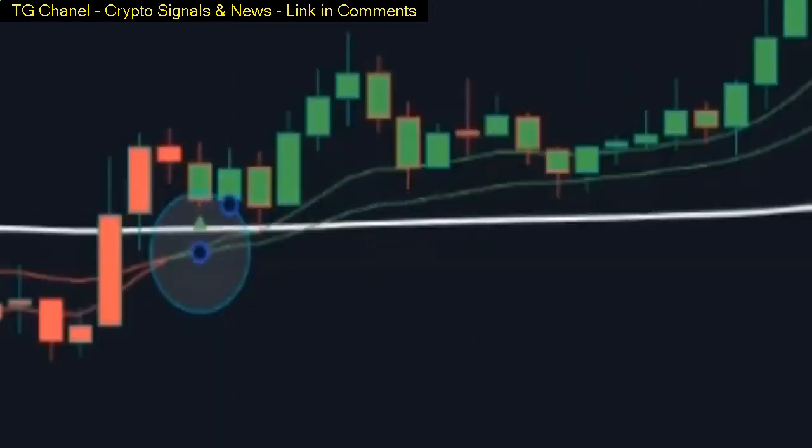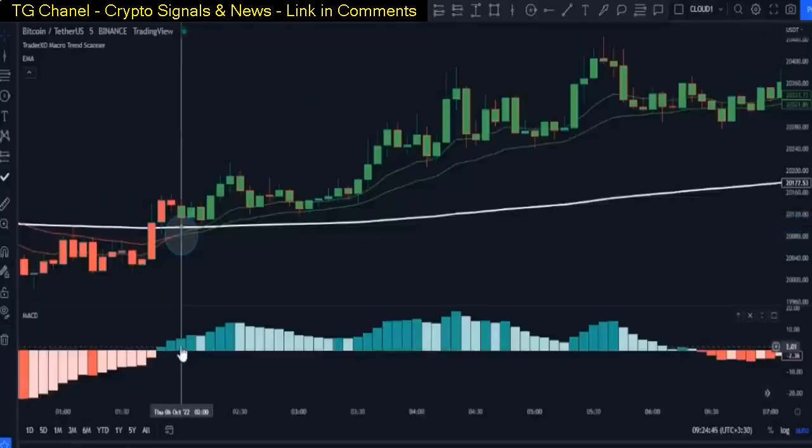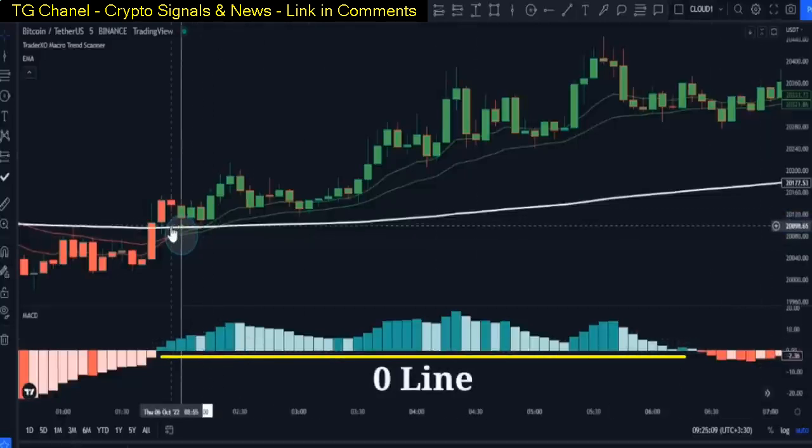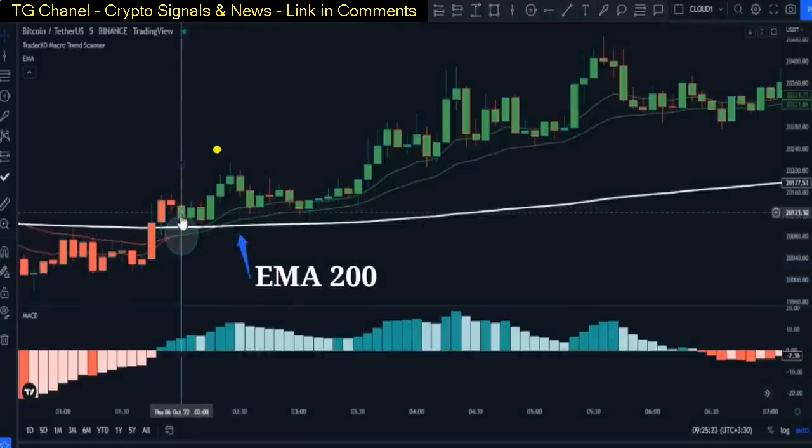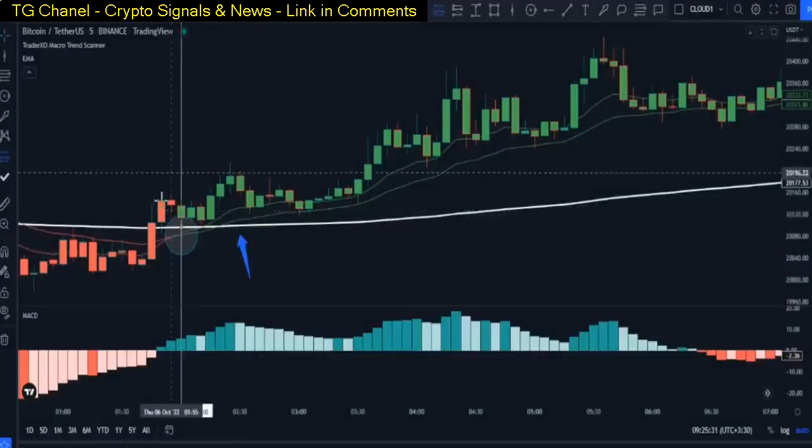We can enter a buy trade whenever a buy signal has been given by the first indicator, which is Trade XO. Here we got a buy signal. And the second condition is the MACD's histogram being above the zero line. But now we got a third condition as well, that is the price being higher than the moving average 200 line. Here our trigger candlestick has been closed exactly above the moving average 200 graph, so we are allowed to enter a buy trade.